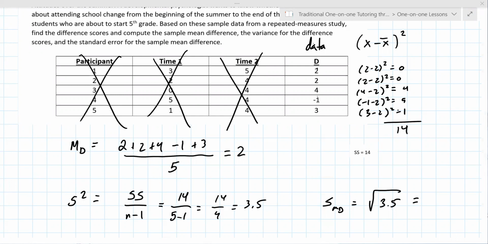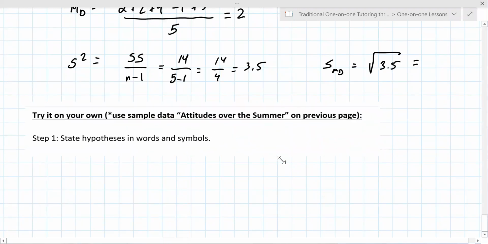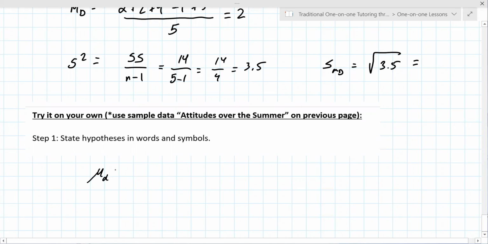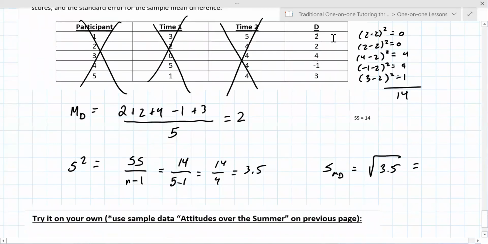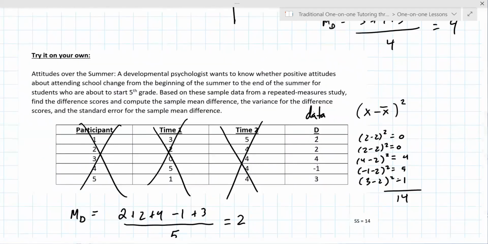Now we actually get to the stuff beyond just those calculations. This is the questions here. State the hypothesis in words and symbols. The hypothesis is always on mu d, the mean difference between these two groups. I can't remember if your class always uses one tail or two tail. Let me see what you guys have in this class.